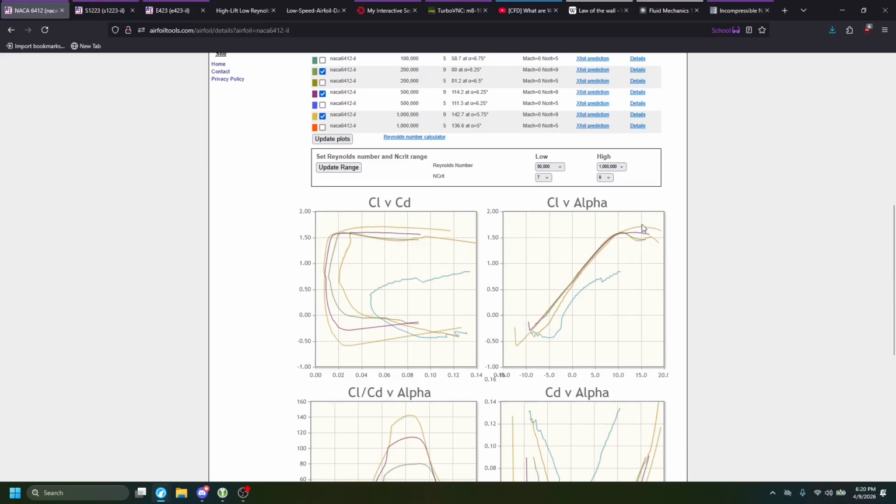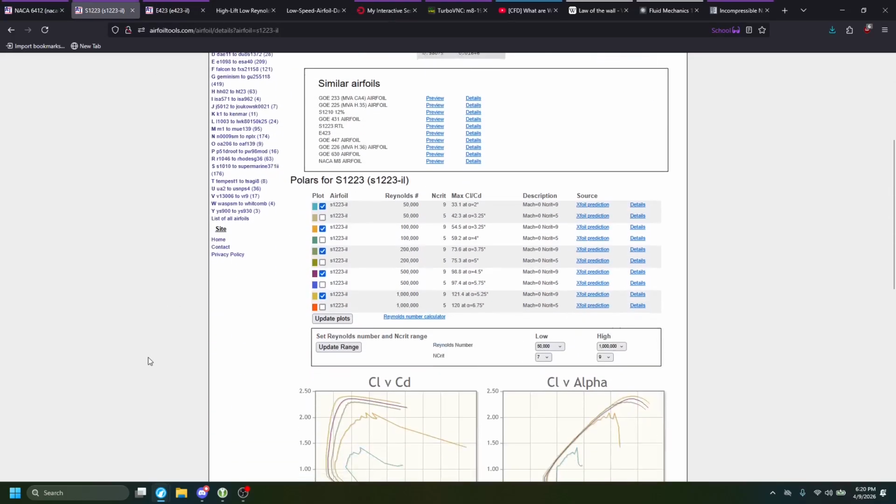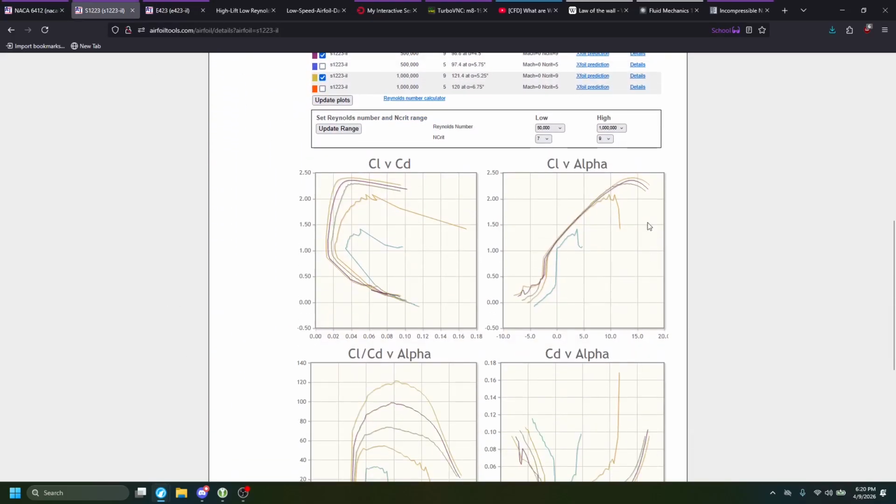Now, if we look back at the NACA, we can see that our peak coefficient of lift at around 15 degrees at a faster speed is around 1.6. But if we move to a higher downforce airfoil, like this 1223, we can see that we are now at 2.3 or 2.4 on our coefficient of lift at our maximum.